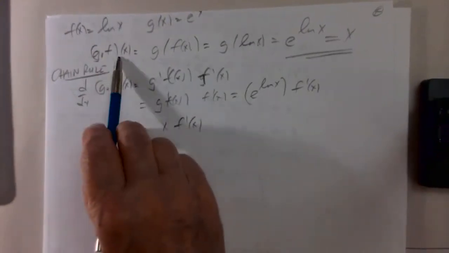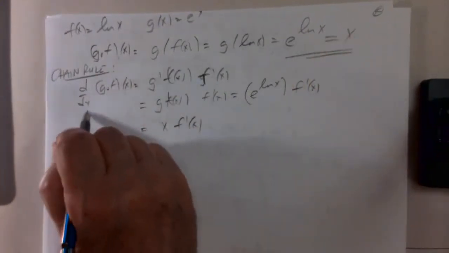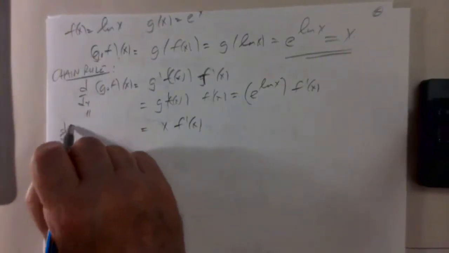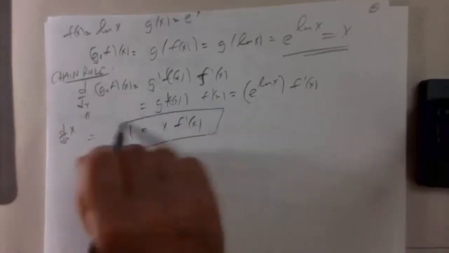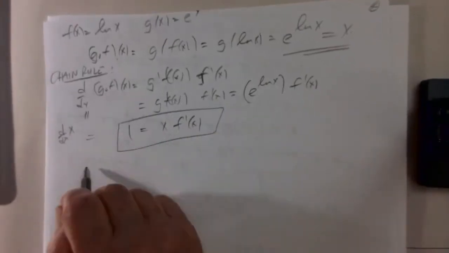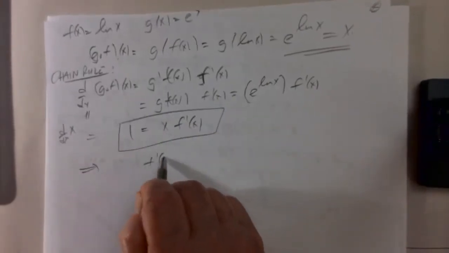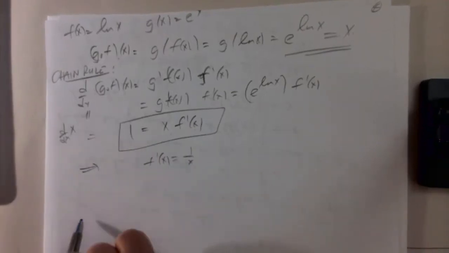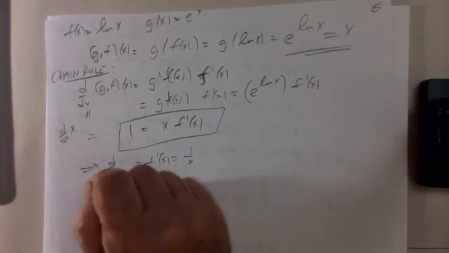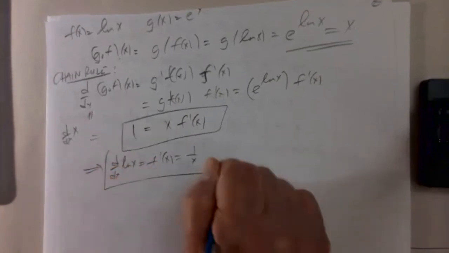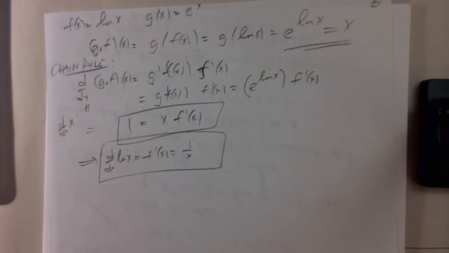But g composed with f of x is x. This is the derivative with respect to x of x, which is 1. So 1 equals x f prime of x, which means f prime of x is 1 over x. What is f? It's the logarithm. This is the derivative of the log of x. So this is another way to work out that the derivative of log x is 1 over x.